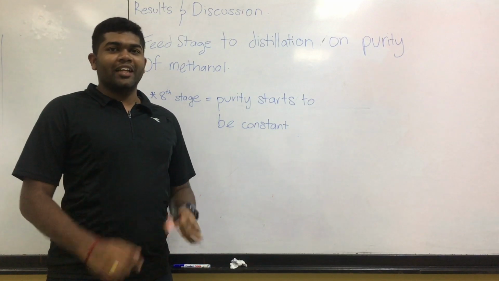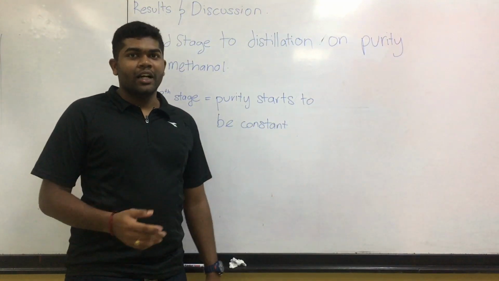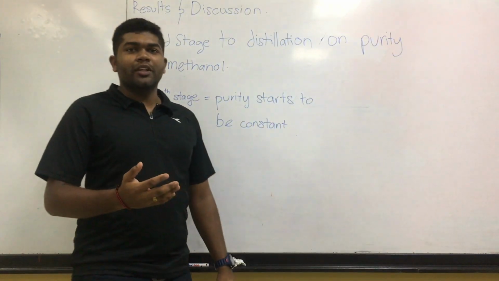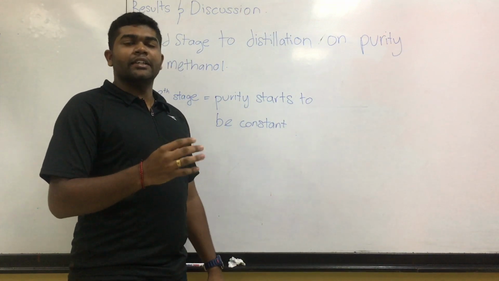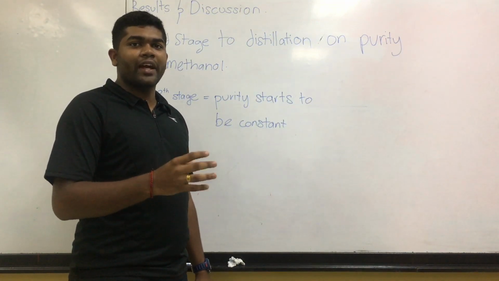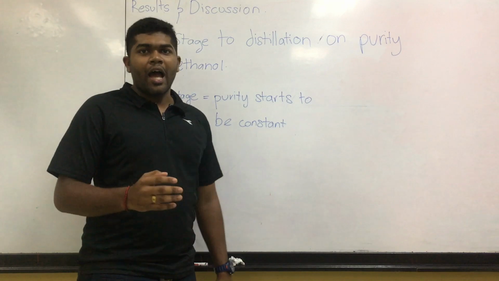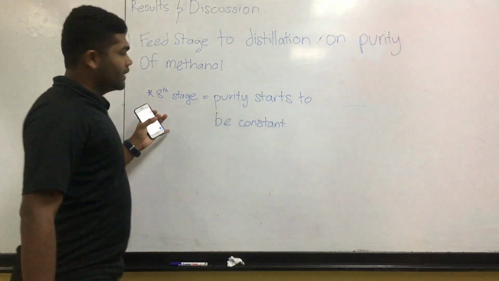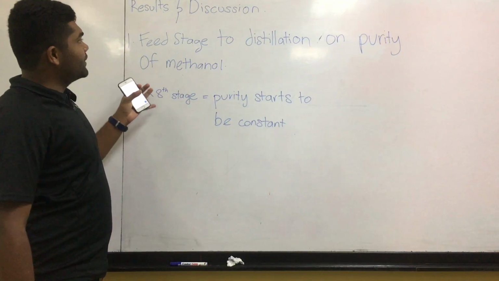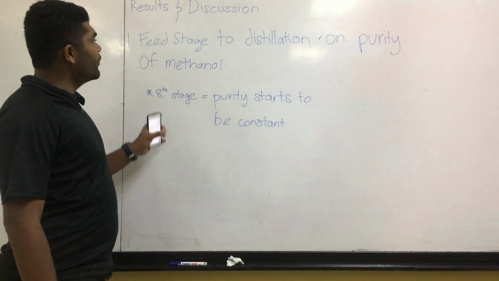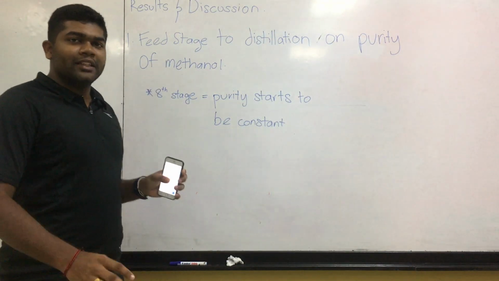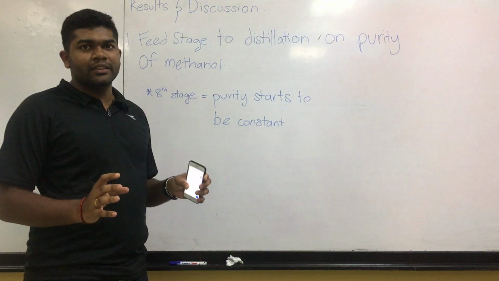I'll be talking about the results and discussion for our simulation. Once we have finished our simulation, we found that there are 4 parameters which affect the purity of methanol. I'm going to discuss the first parameter, which is the feed stage to the distillation column on the purity of methanol. In our distillation column, we have 10 stages.